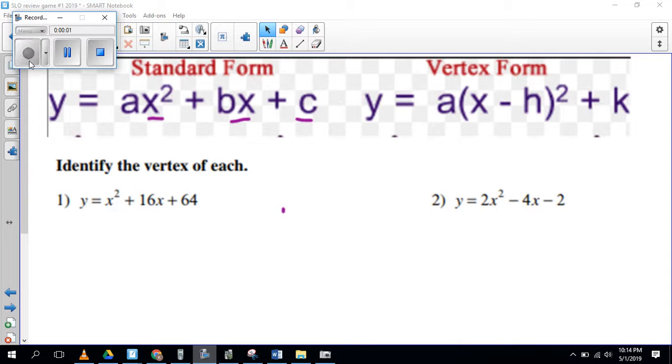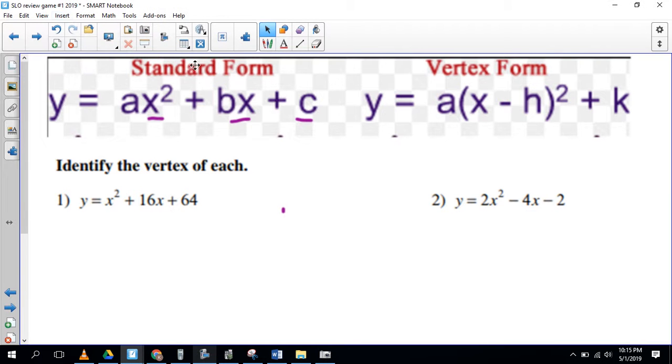Okay, so the next form is converting from standard form to vertex form. The first thing we're going to do, you see, we're going to have our a, b, and c. We have to find our vertex. So with that being said, to find our vertex, remember we do x equals negative b, I'm going to put b in parentheses, over 2a in parentheses.